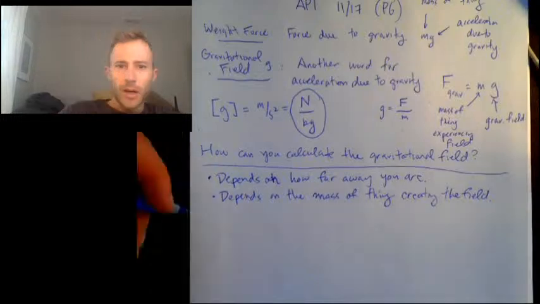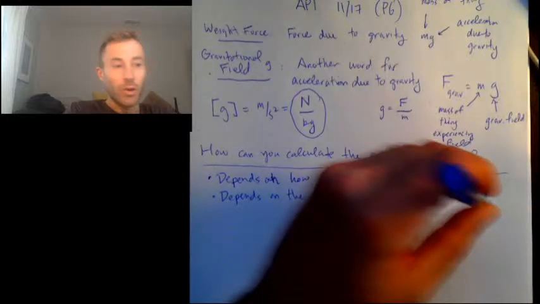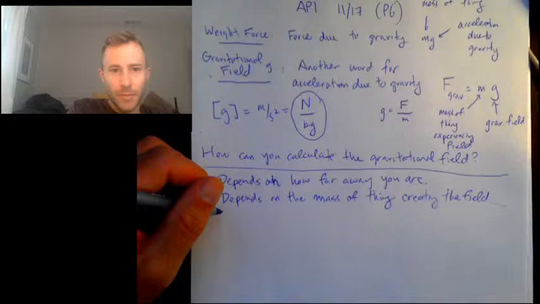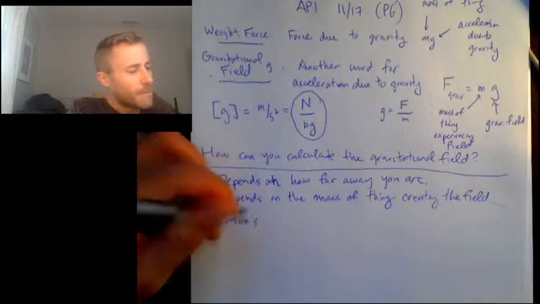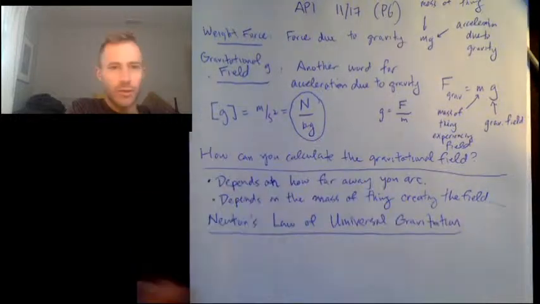Okay, so the more massive the thing is, the greater the gravitational field it creates, regardless of the distance. The person who actually wrote down the equation for the gravitational field was Isaac Newton, the same Isaac Newton who came up with the laws of motion. The law that he wrote down is called Newton's law of universal gravitation. Here's the picture we want to have in our heads when thinking about it.